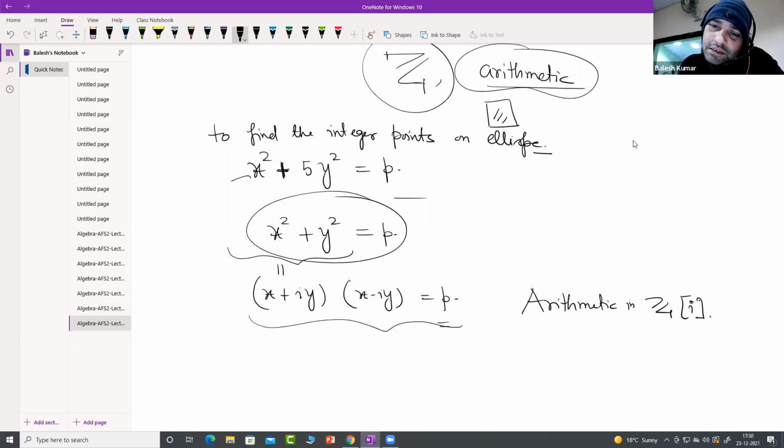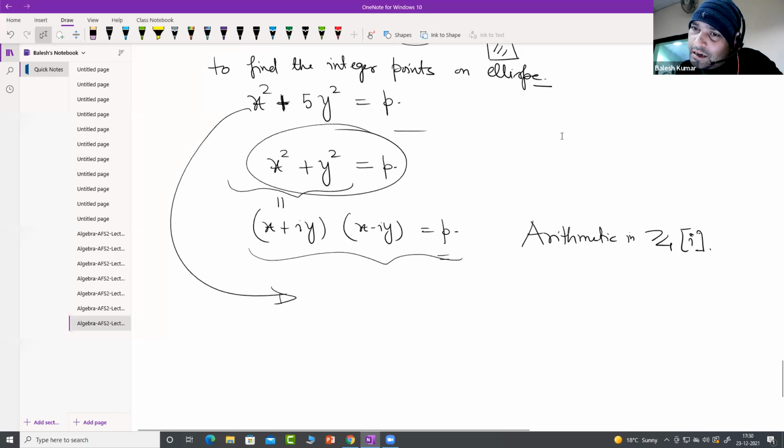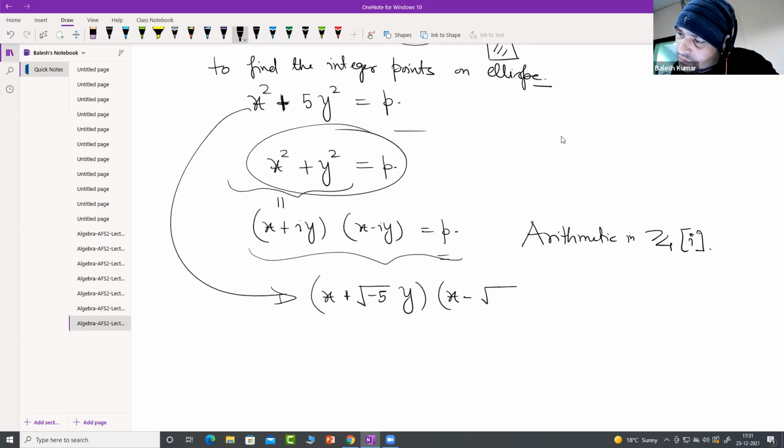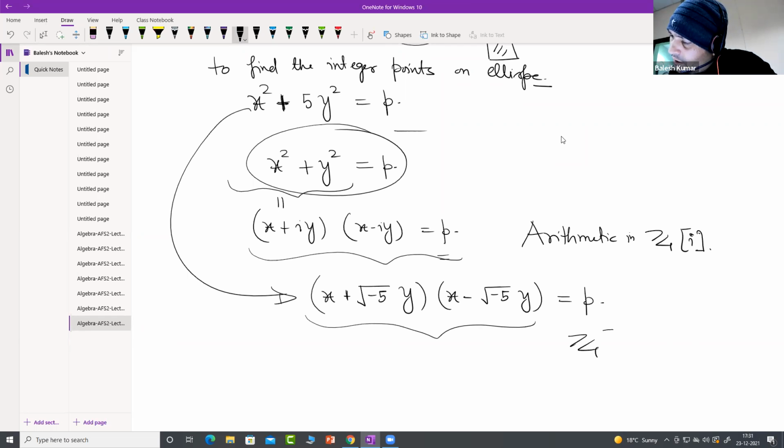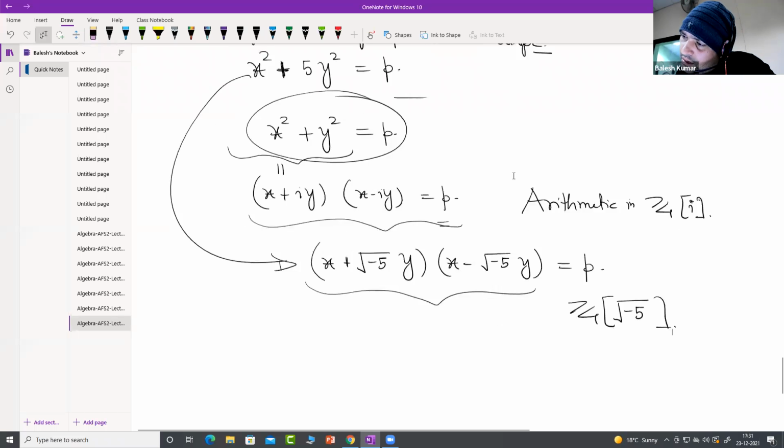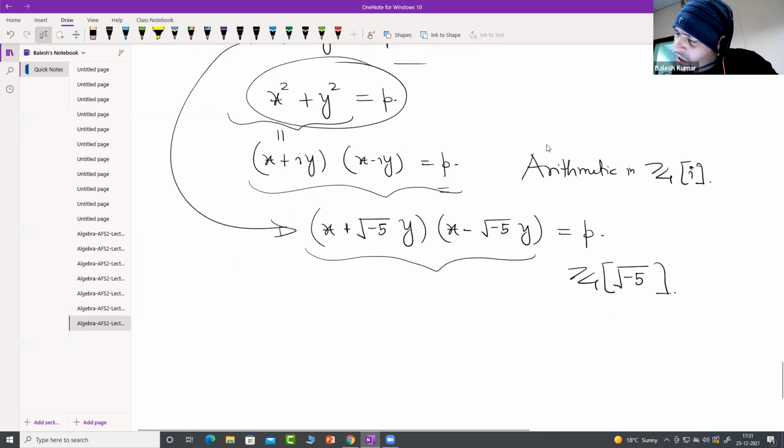In this equation, if one tries to factor analogously, one sees that it factors as (x plus square root of minus 5 y)(x minus square root of minus 5 y) is equal to p. If you want to find integer solutions, then one needs to study the ring Z[square root of minus 5]. Unfortunately, what we saw here is that this ring is not a UFD.